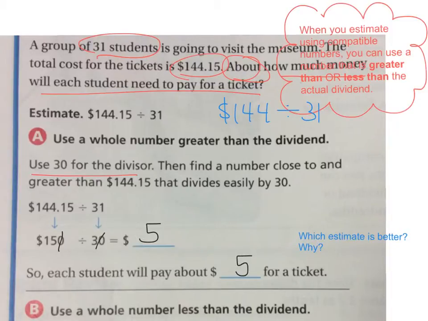Now, my question to you is, is this going to be a high estimate or a low estimate? Is each student actually going to have to pay a little less than $5 or a little more than $5? Is 5 too big or too little? Divina? They need to pay a little more because 150 is bigger than 144. So if each student pays $5, then we'll have $150. Is that more or less than what we actually need? More. So is this a high estimate or a low estimate? It's a high estimate. So if we pay $5 each, we'll have some extra money that we can go out and buy pizza with. Excellent.